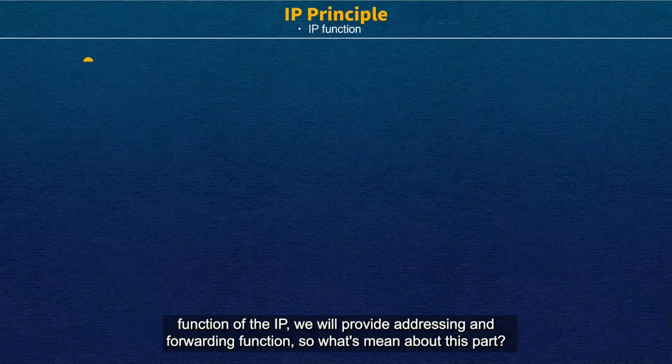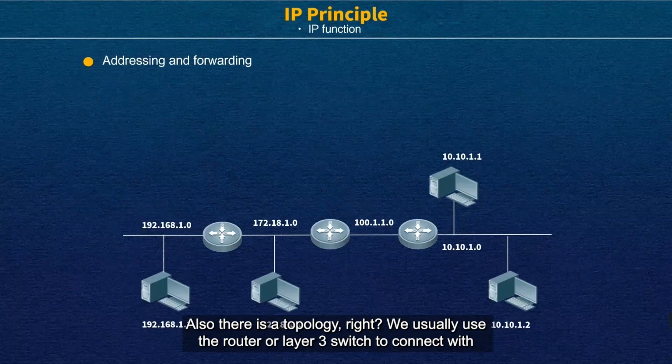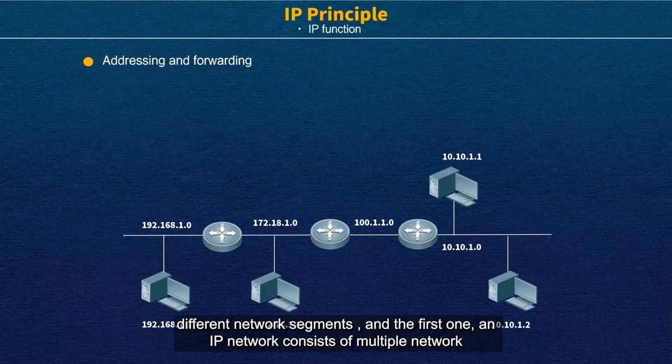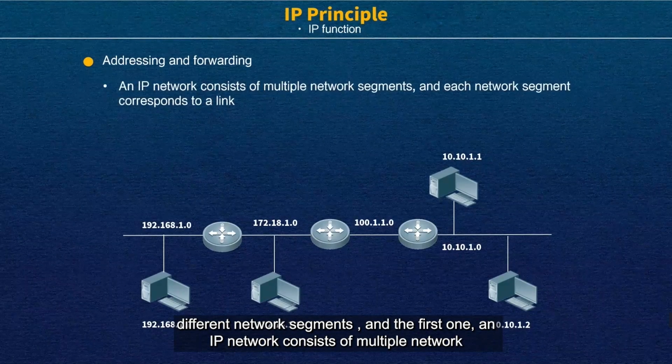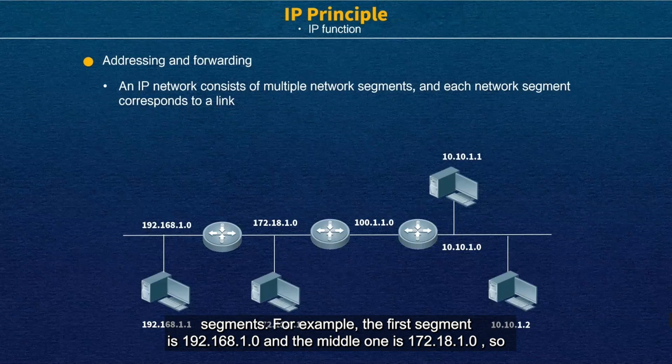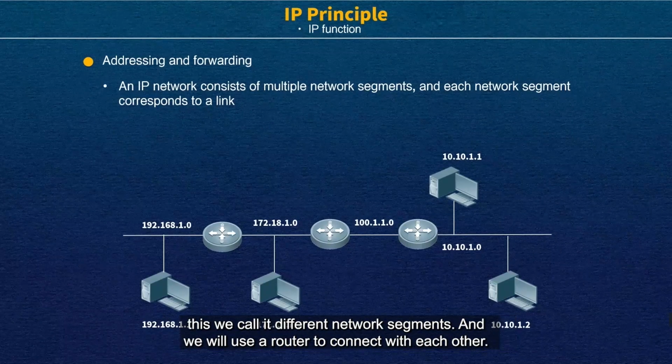And about the second function of the IP, we will provide the addressing and forwarding function. So what does this mean? Also, there is a topology, right? We usually use a router or layer 3 switch to connect different network segments. First, an IP network consists of multiple network segments. For example, the first segment is 192.168.10 and the middle one is 172.18.10. So we call these different network segments, and we will use a router to connect them with each other.